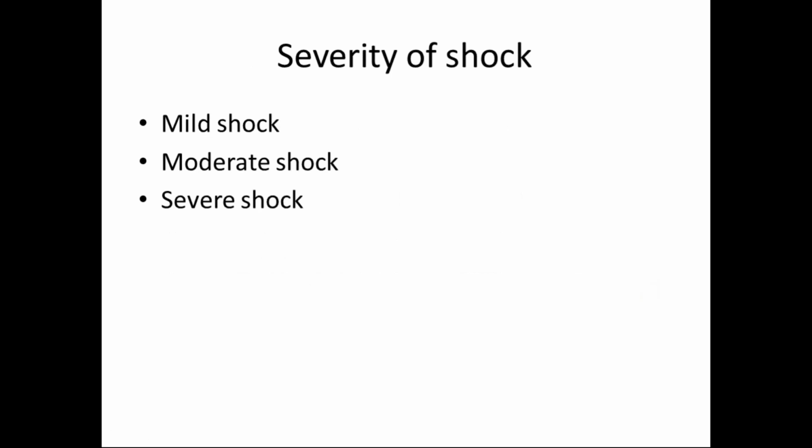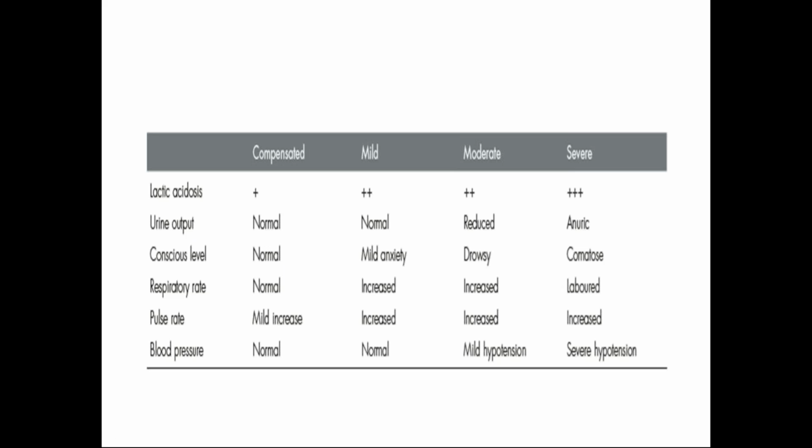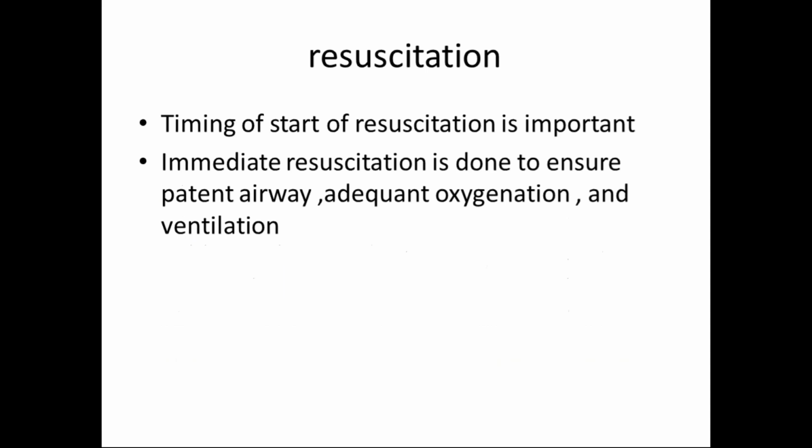Coming to the severity of shock. Severity of shock is classified into mild, moderate, and severe shock. This is the table, taken from Bailey and Love. So remember, compensated shock, decompensated shock, in which mild, moderate, severe types of shock. Remember here also, I am telling you again and again, blood pressure starts to fall in moderate type of shock or grade 3 of hypovolemic shock. This is very, very important.